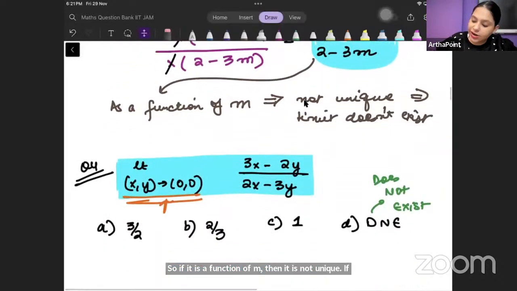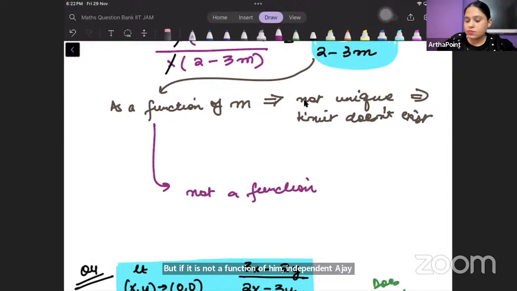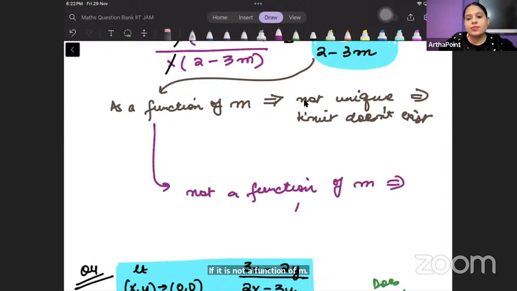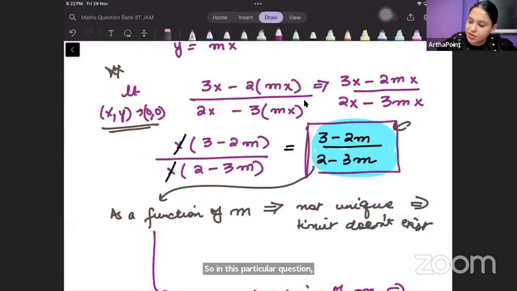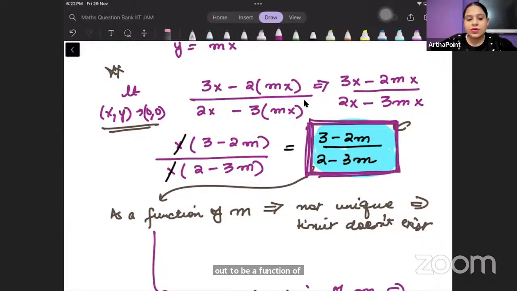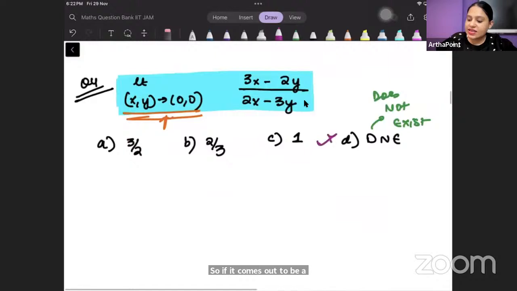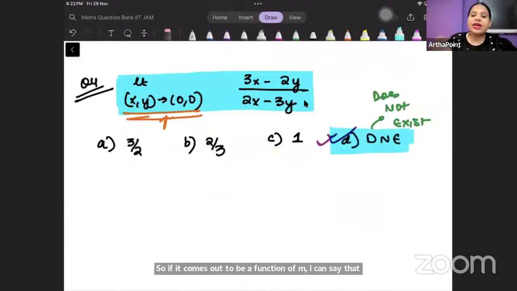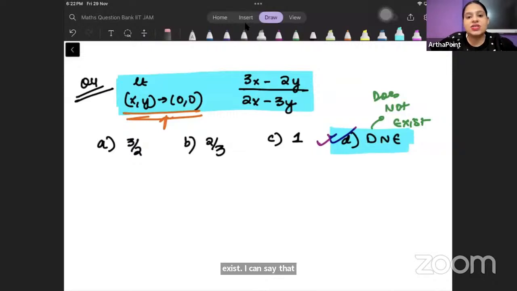But if it is not a function of m, माने वो m का independent आ जाए, right? If it is not a function of m, so whatever value comes, that will become the limit. So in this particular question, we see that it is coming out to be a function of m. ये m का एक function बन रहा है. So if it comes out to be a function of m, I can say that limit does not exist, and that's the answer to this question.